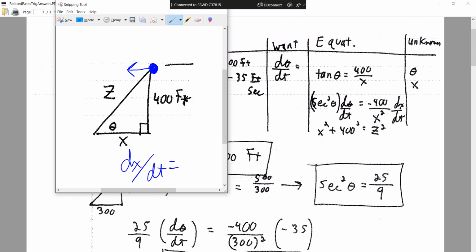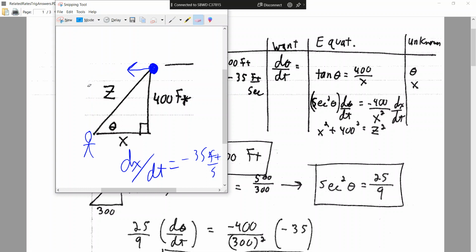Does it make sense that if I'm moving 35 feet per second, dx/dt is negative? It's getting smaller, right? I'm moving towards the person down here. Okay? I'm in a hot air balloon, moving towards them. dx/dt is negative 35 feet per second. That's what that means. By the way, you could also draw your triangle up like this. It's the same exact thing.